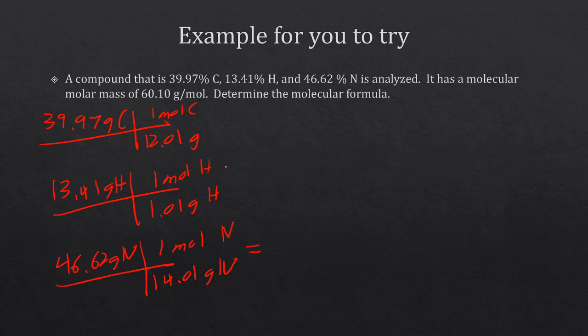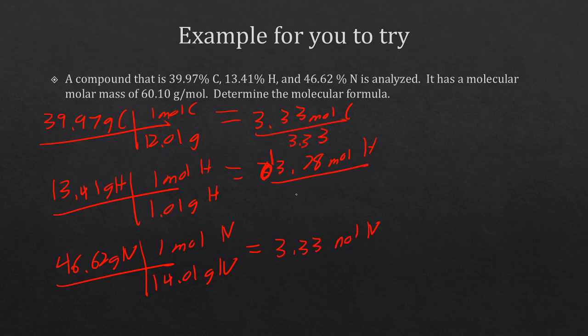So we're going to take all of these and find our numbers. 39.97 divided by 12.01 is going to give us 3.33 moles carbon. We have 13.41 divided by 1.01. That's going to give us 13.28 moles hydrogen. We have 46.62 divided by 14.01. This is going to be 3.33 moles nitrogen. Now we'll divide all of these by 3.33.